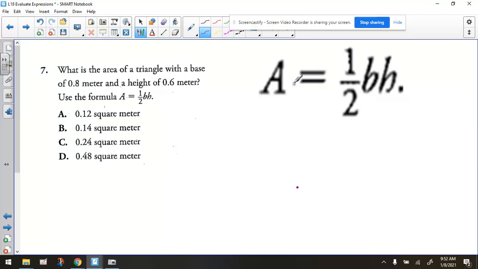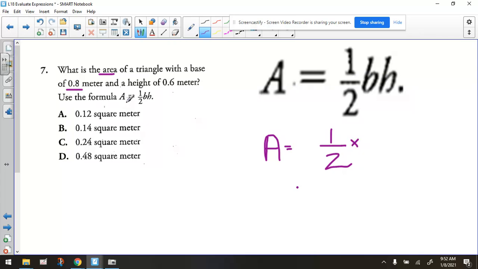So I rewrote the formula over here. Now it's just a question of substituting in the values. So we'll rewrite the A because that's what we're looking for, right? We're trying to find the area, and then we'll substitute in. So we have the half as a constant. We'll substitute in the base, which they're telling us is 8/10. So by the way, this means times. We're multiplying all three of these things together.